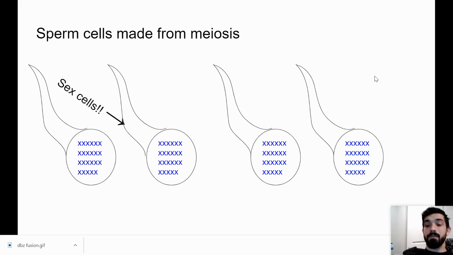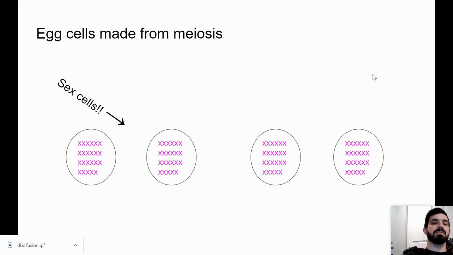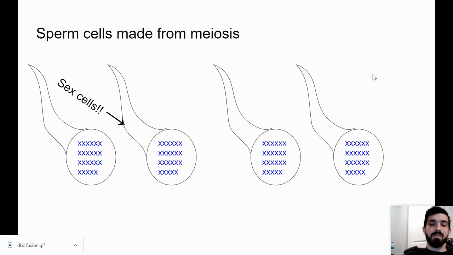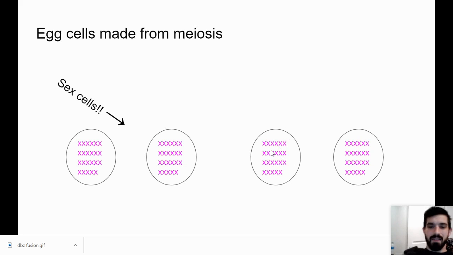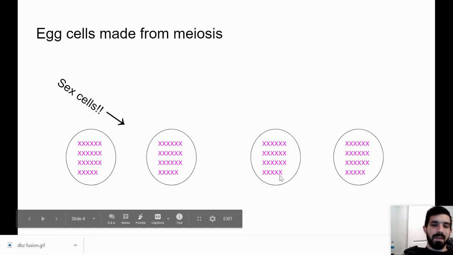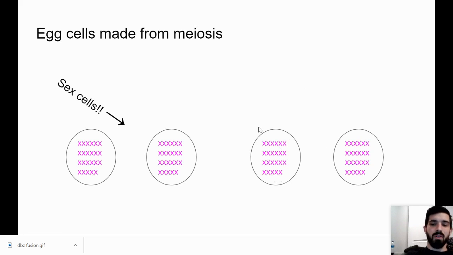If you're a female, then you are going to be making egg cells. Also notice that I made the sperm cells have blue chromosomes and the females have pink chromosomes because I conform to gender roles. Just kidding. I'm only doing that for the sake of this presentation.